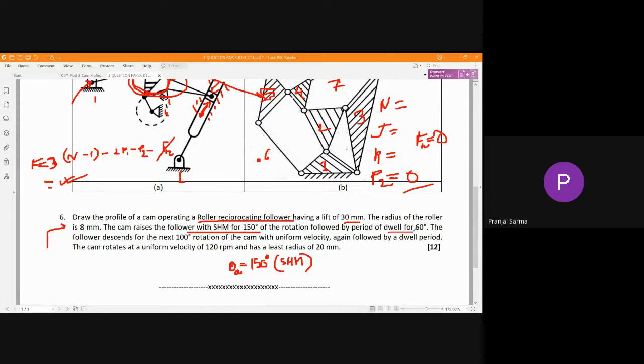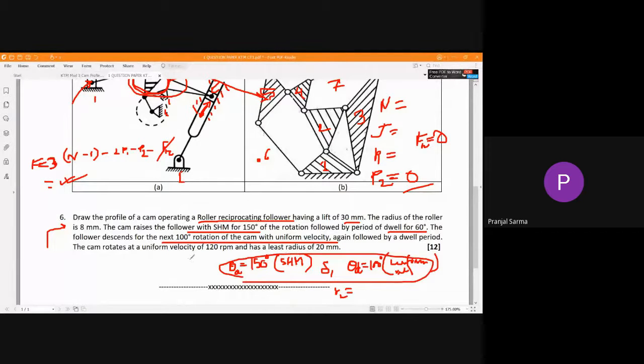And followed by a dwell period of 12, this is the first dwell given. Okay, so next the follower moves for the next 100 degree rotation with uniform velocity. Okay, so theta d is given as 100 degree, but the difference is a different type of scheme of movement. Uniform velocity. Okay, don't mind my handwriting. And there is another dwell. You'll be able to find out delta 2 as 360 degree minus the addition of these angles, and n is given. Okay, and the smallest radius is given.